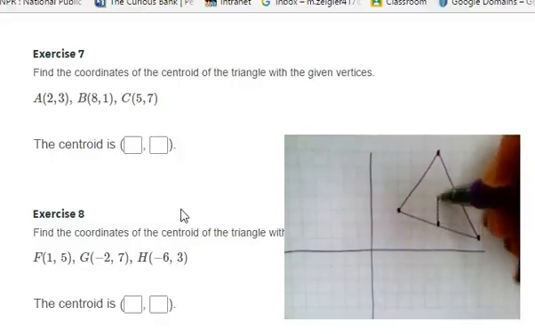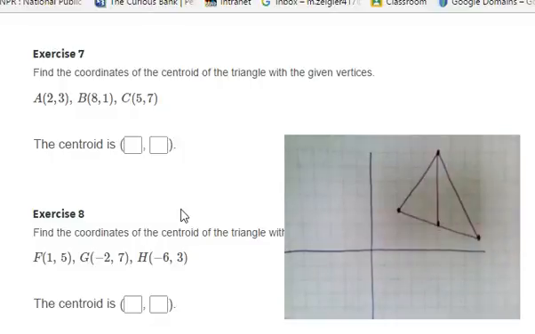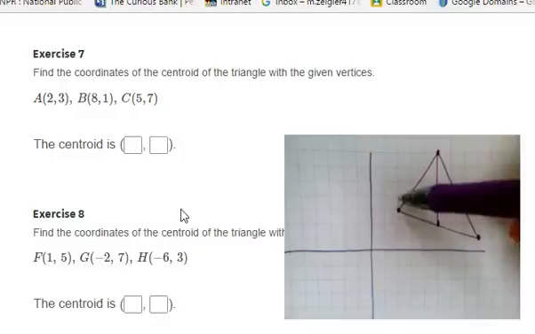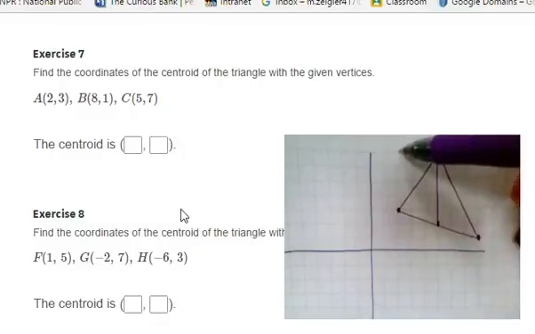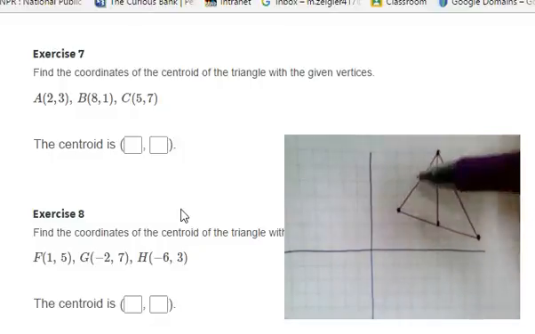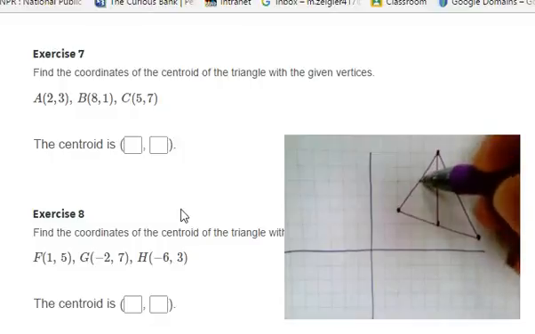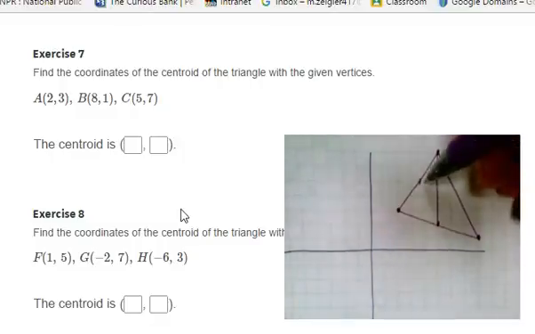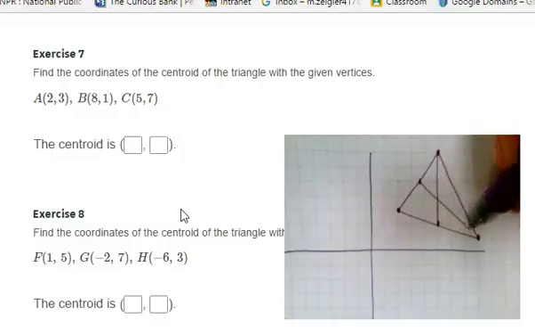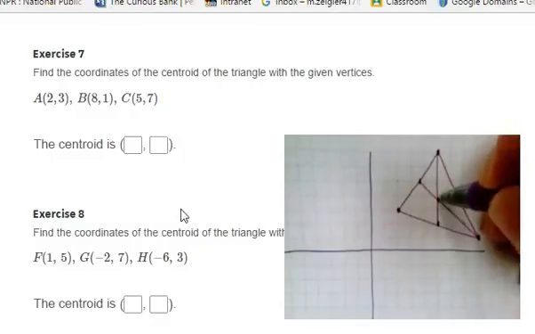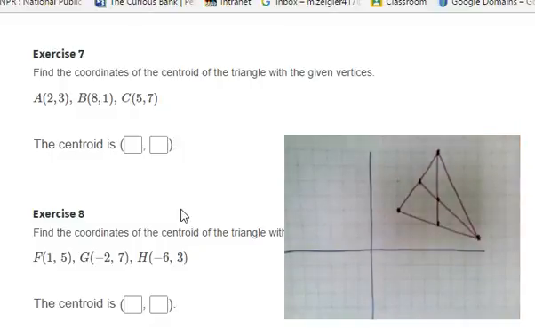So this is the first median. And then we're going to look over here. This segment is 1, 2, 3, 4 up and 1, 2, 3 over. So the midpoint is up 2, over 1.5. We'll connect these. So there, right there is our centroid.